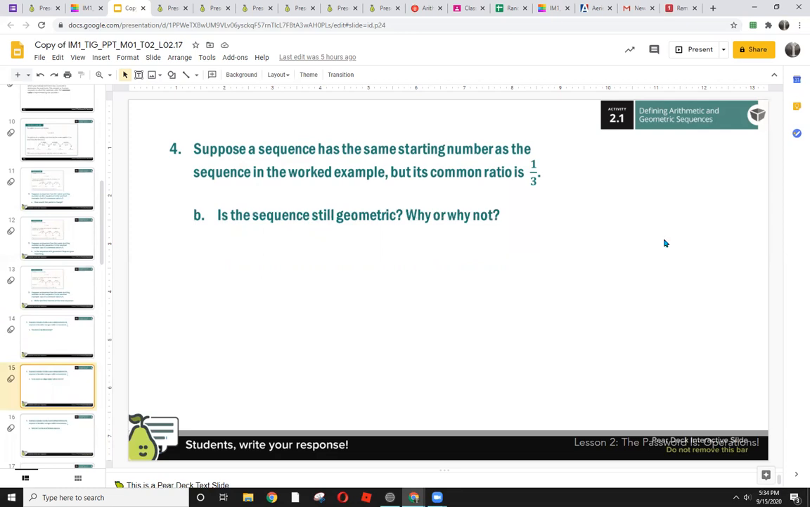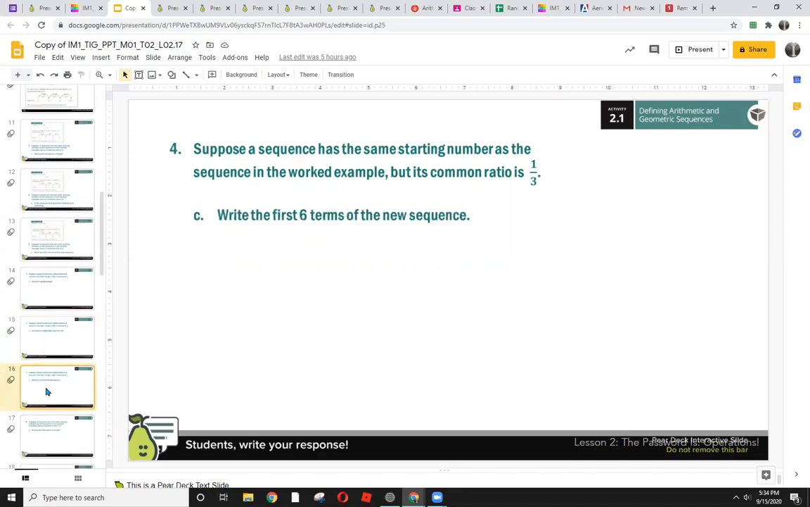Is the sequence still geometric? Yes, it's still geometric. We're multiplying by 1/3, and it's not changing to a different number. It's just by 1/3. Write the first 6 terms of the sequence. Well, the first number is 1, and then 1 times 1/3 would be 1/3, and then 1/3 times 1/3 would be 1/9, and 1/9 times 1/3 would be 1/27, and 1/27 times 1/3 would be 1/81. And the sixth one would be 1/81 times 1/3, which is 1/243. Okay, check your calculator. All we're doing is just multiplying the bottom by 3. The top one is going to stay the same because we're multiplying by 1.